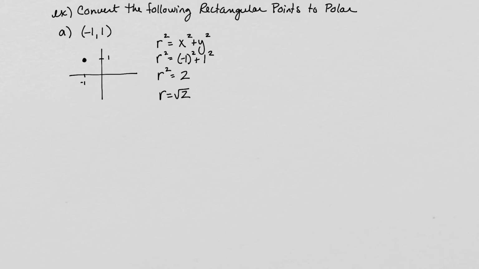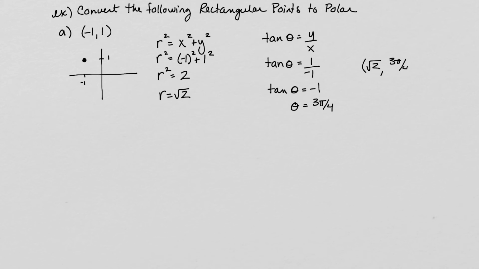And then the other equation we're going to use to find theta is that the tangent of theta is equal to y over x. So in this case, the tangent of theta is equal to 1 divided by negative 1, so the tangent of theta is equal to negative 1. Now you're looking for what angle in quadrant 2 has the tangent of theta equal to negative 1. What would theta be equal to? Yep, 3 pi over 4. So we end up here with the point root 2 comma 3 pi over 4.